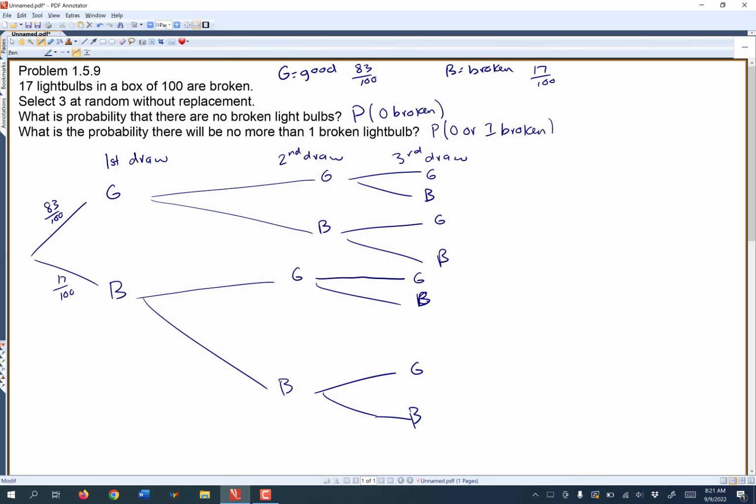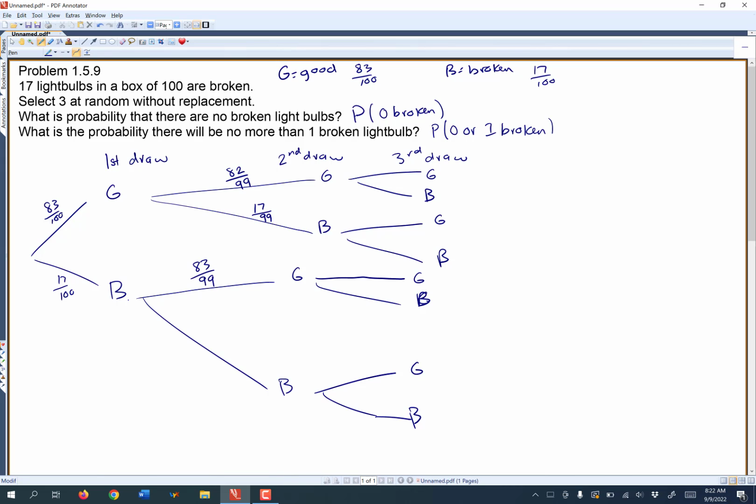But now when we go to our second draw, we've used things. So if I was good first and now I want another good one, I've used 1 good one. So I'm going to be at 82 out of a total of 99 because I've taken 1 out. But let's say I wanted a broken one second. So I had a good one first, which means there are still 17 broken ones. But I took 1 out, so it's 99 total. Let's come down here. If I'd had broken first and then I want good, well, I used the broken one, so there's still 83 good. But a total of 99.